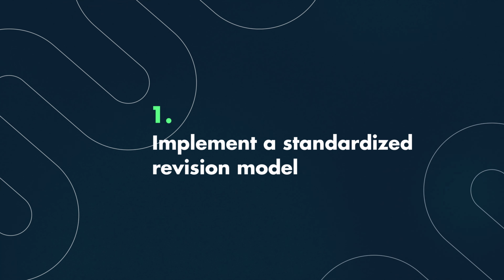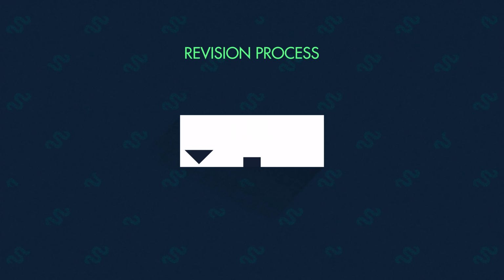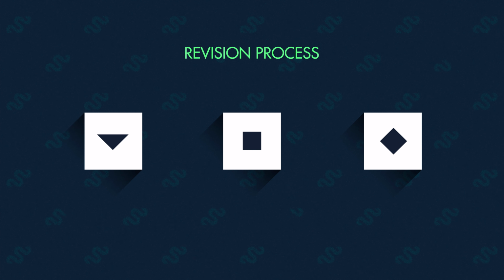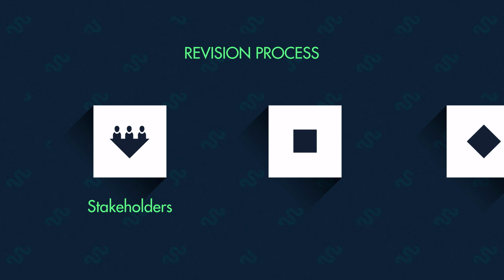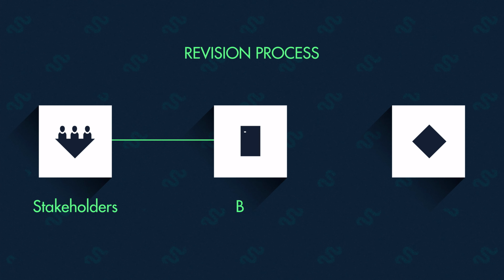Number 1, implement a standardized revision model. It's important to standardize your design process because not only will it help you set expectations with your designers, but it'll also make it easier for you to manage as well. A simple revision process would look like this. First, decide on key stakeholders at the start of the project. Then create a design brief to refer back to throughout the process.